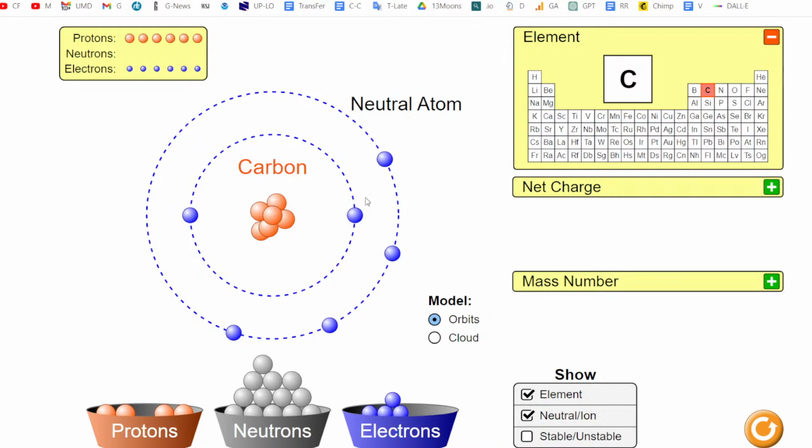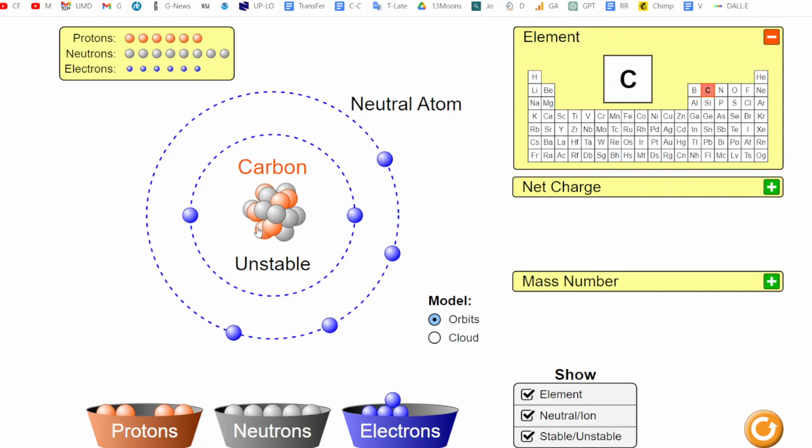So when we look at this right here, right now it's going to be unstable because we don't have any neutrons. We add 6 neutrons, and it's stable. That's carbon-12. We add 7, that's carbon-13. 8 is carbon-14. So these are isotopes. The only reason we call them isotopes, they just have more neutrons. But they're still carbon. They just have more neutrons. That's the only thing. I think we're going to wrap it up right there.